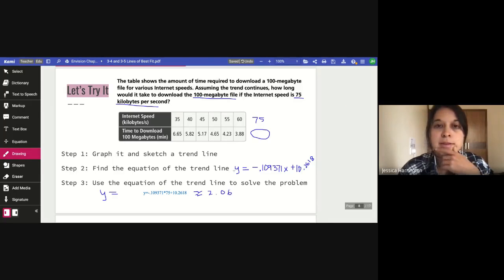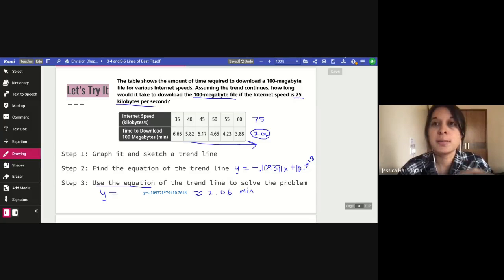So what does that mean? If I were to download this 100 megabyte file and my internet speed was 75 kilobytes per second, it would take me 2.06 minutes. Which makes sense because it's decreasing, right? It's going to take less time the faster my internet is, which is the case that's going this way, negative association.